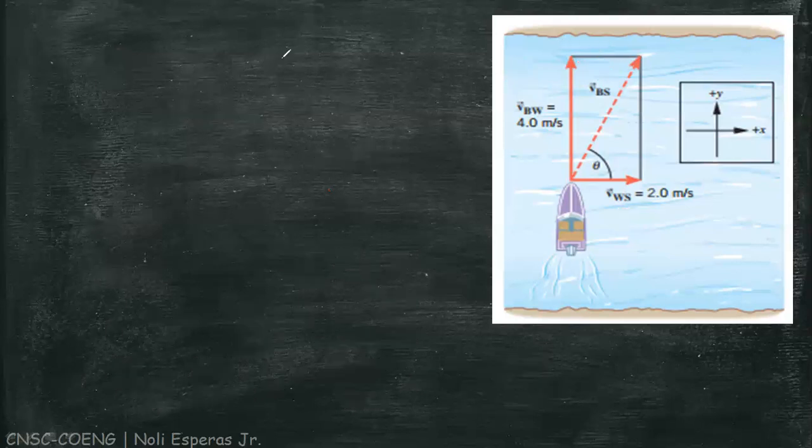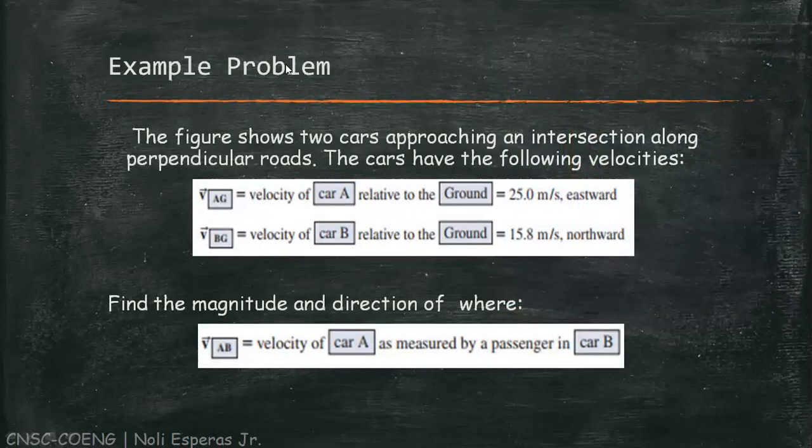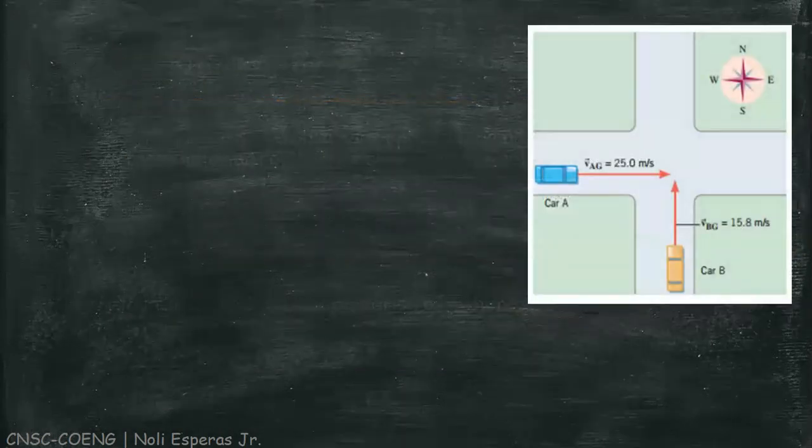Okay, so let's have another example. The figure shown in the next slide shows two cars approaching an intersection along perpendicular roads. The cars have the following velocities. So we are looking for V_AB, the velocity of car A as measured by the passenger in car B. So here's our illustration.